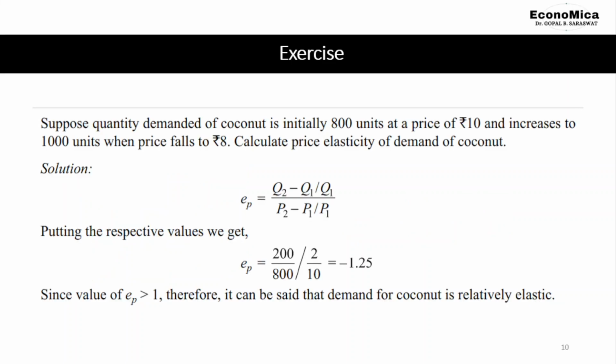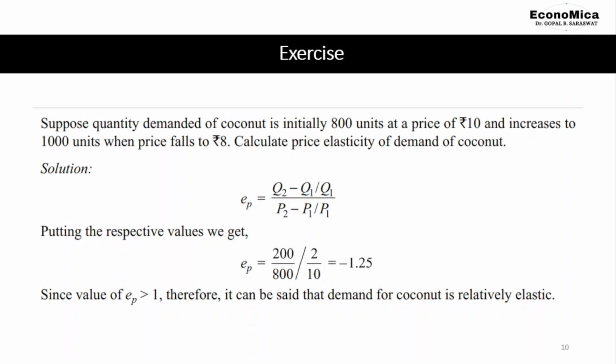So let's understand one particular exercise. Suppose the quantity demanded of coconut is initially 800 units and the price was 10 rupees per piece. But the demand increases from 800 to 1000 because the firm decided to decrease its price to 8 rupees. So the price declined by 2 rupees and demand increased by 200 units. Let's calculate the type of elasticity here.